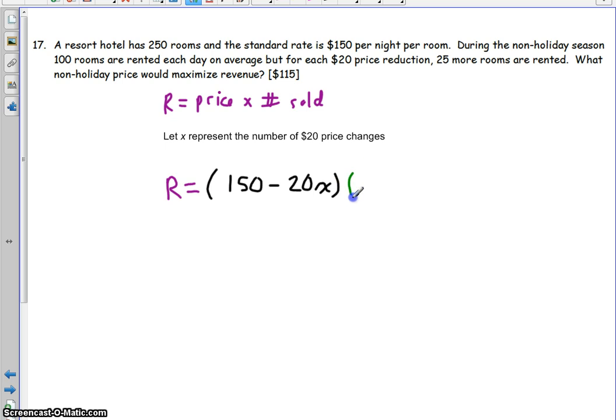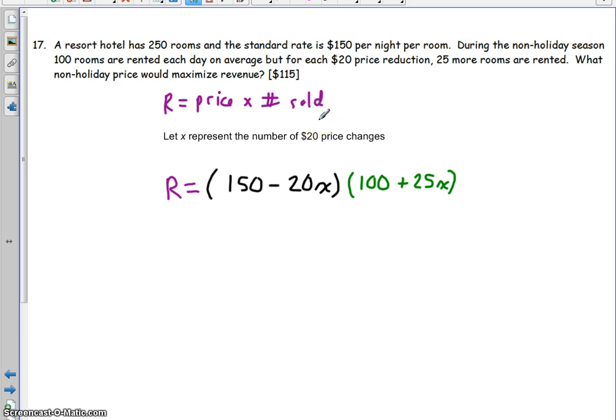Looking at the number sold, we start off with 100 rooms being rented, but every time we change that price, 25 more rooms are rented. So it's 100 plus 25 for every price change, or plus 25x. Right from there we have our equation, and it's already in factored form.